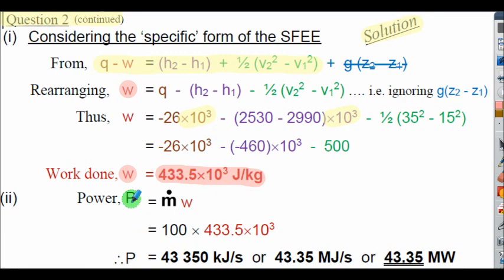And finally, working out the power, that's the mass flow rate given in the question, multiplied by the specific work done. So that's 100 kilograms per second, multiplied by the above W value. Your answer for power, actually expressed in 3 different forms here, is essentially 43.35 megawatts. So that's the solution for question 2.